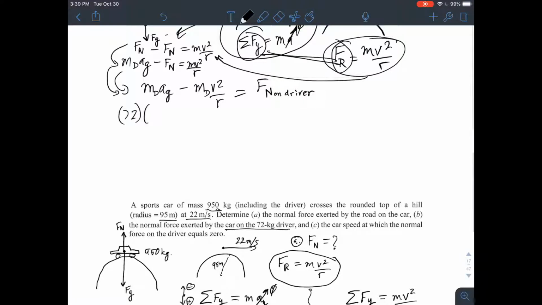So 72 kilograms, I'm skipping units. This time I'll use 9.81. 72 kilograms, speed of the driver is the same, also 22 meters per second, and that will get squared. And the radius of the hill is still the same, it's still 95 meters, that hasn't changed. Although somebody might say the car seat is a little higher, so I'm not going to get into that. So 95 meters, normal force on the driver, and you do the math, and hopefully you end up with something like 340 newtons.